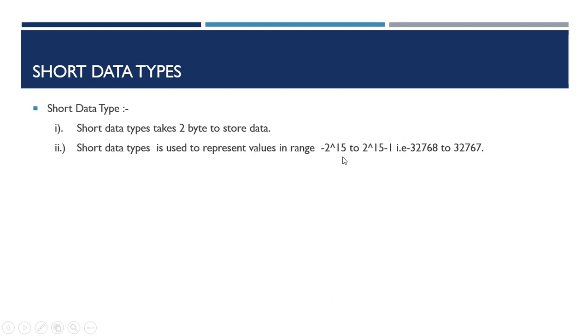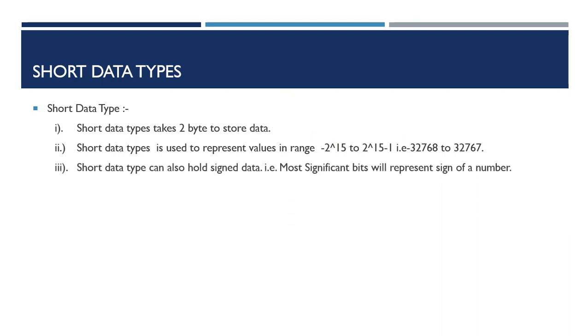Okay friends, now you can see that the short data type takes 2 bytes to store data, but here we are using only 15 bits. It means that my compiler is using 1 bit for some other purpose. What is the purpose for which my compiler is using that bit?